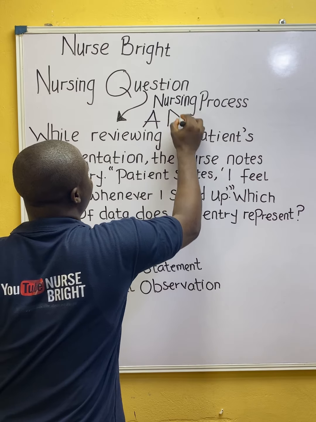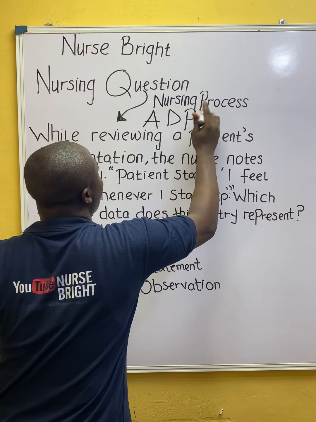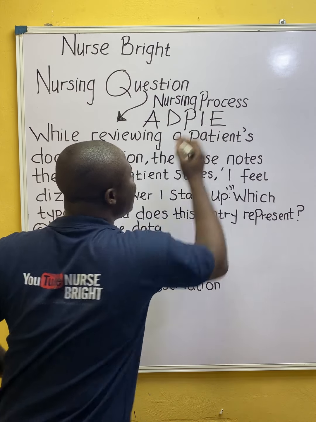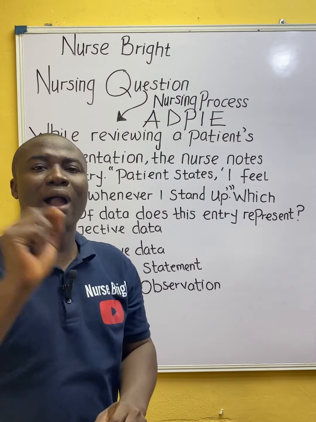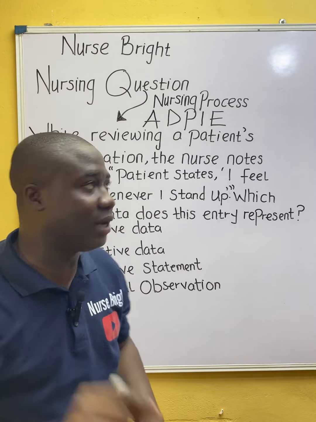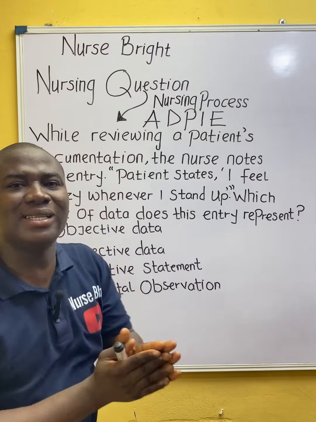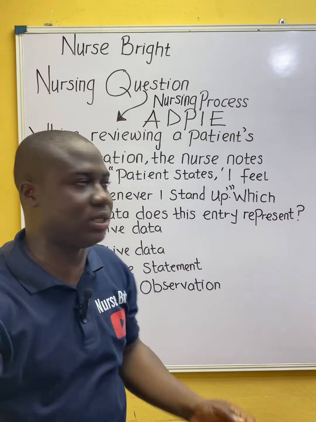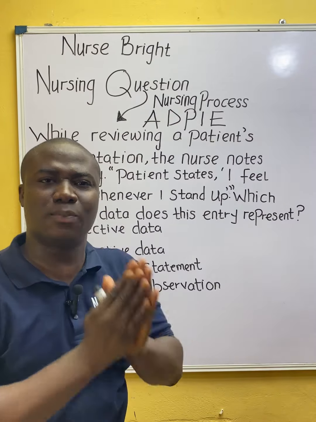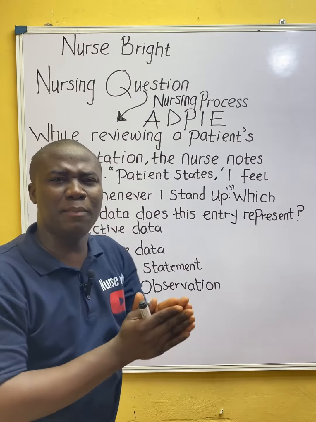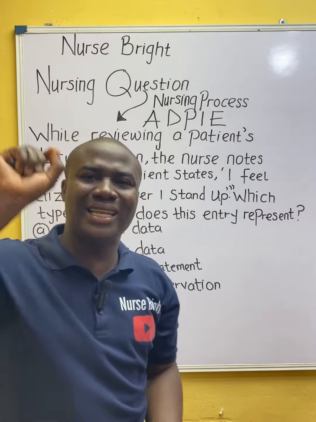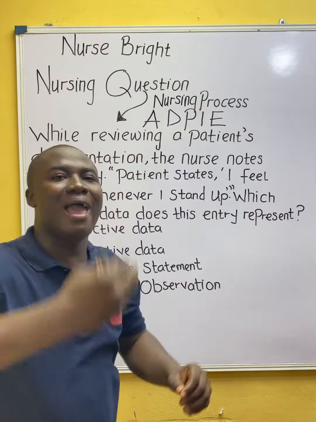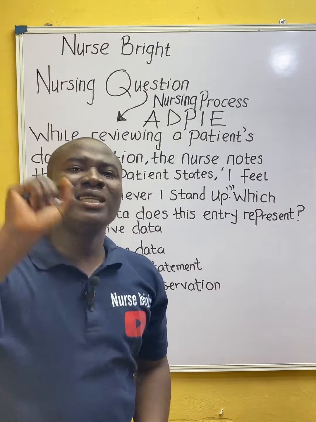Now listen properly. Each of these letters means something. We are going to come back to the question, but listen properly. The A simply means assessment. The D simply means diagnosis. The P simply means planning. The I simply means implementation. And the E simply means evaluation.